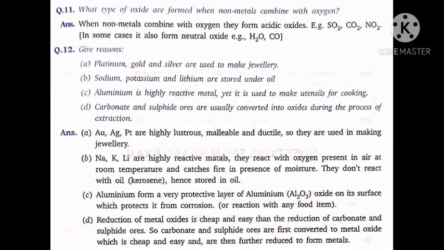B. Na, K, Li are highly reactive metals. They react with oxygen present in air at room temperature and catch fire in the presence of moisture. They do not react with oil, hence stored in oil. C. Aluminium forms a very protective layer of aluminium oxide on its surface, which protects it from corrosion.